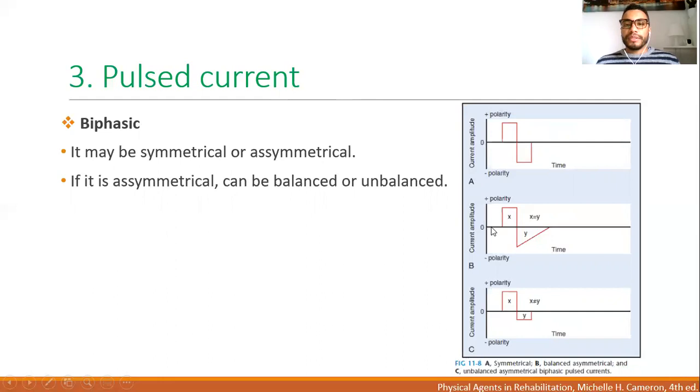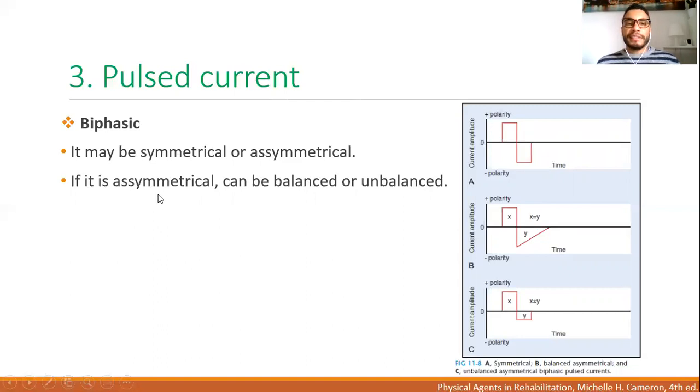Here at the bottom, we see that this graph represents a biphasic, asymmetrical current. Asymmetrical because here we have a rectangular and then a triangular shape. By the way, these shapes can be either a square, a rectangular shape, or a triangular shape. But this is asymmetrical, okay, because the shape is different.